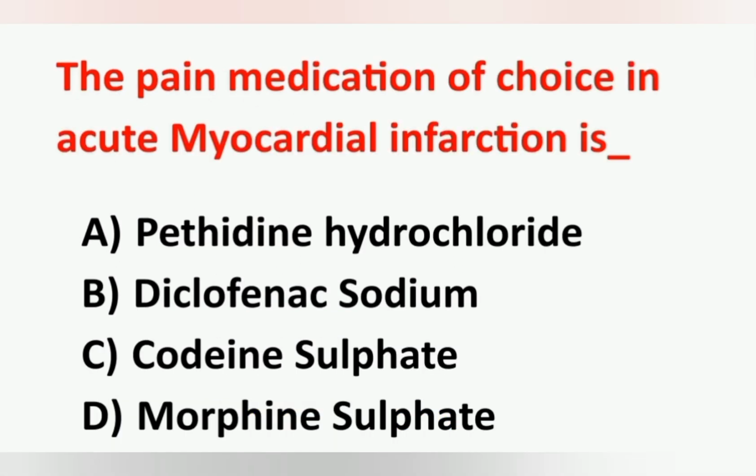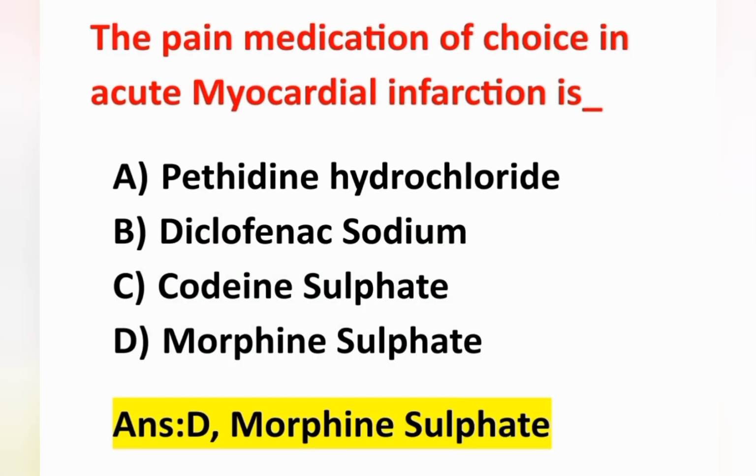The next question, pain medication of choice in acute myocardial infarction is. Options are option A, pethidine hydrochloride, option B, diclofenac sodium, option C, codeine sulfate, and option D, morphine sulfate. Correct answer is option D, morphine sulfate is the first pain medication for myocardial infarction.